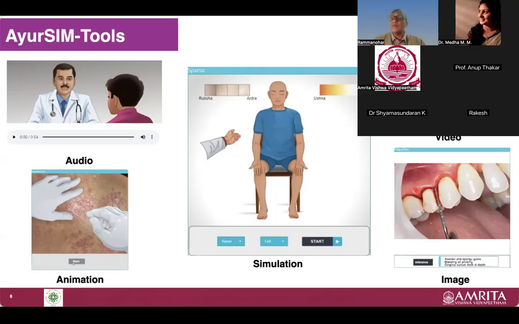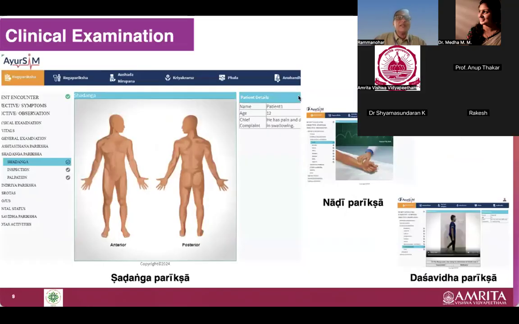Otherwise, it's a simulation. A simulation can be very interactive, like you will see very shortly how the blood pressure is measured. You can actually inflate the cuff, deflate it, watch when the heart sounds are heard, and then take a measurement of the blood pressure. Some activities are in the form of videos, some others are images. And here is a feel of how the platform looks like.